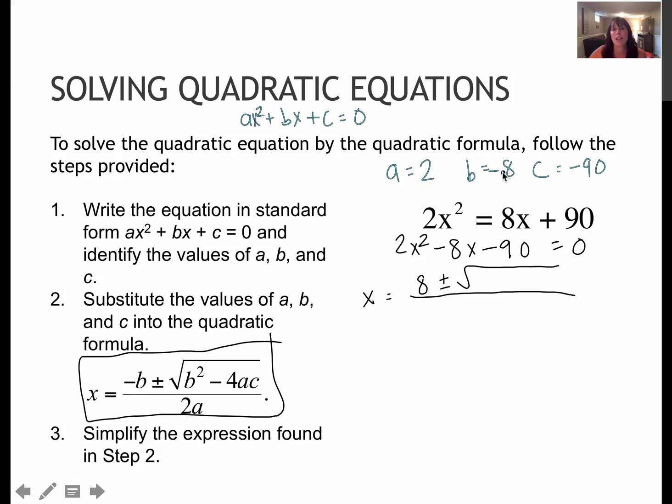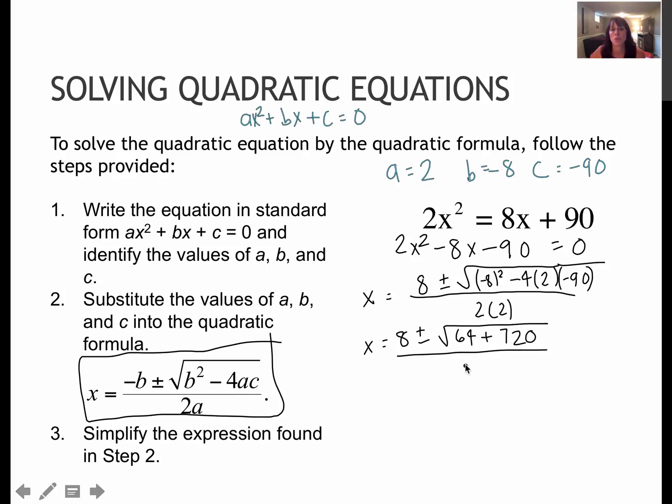B squared, which is negative 8 squared, minus 4 times a times c, all over 2a. Now, the more you do this, the less work you will probably show. I'm going to show as much as I can in this particular question. Negative 8 squared is 64. And then 4 times 2 times negative 90 is negative 720, but it's a minus negative 720, so it's really plus 720. All over 2 times 2, which is 4.